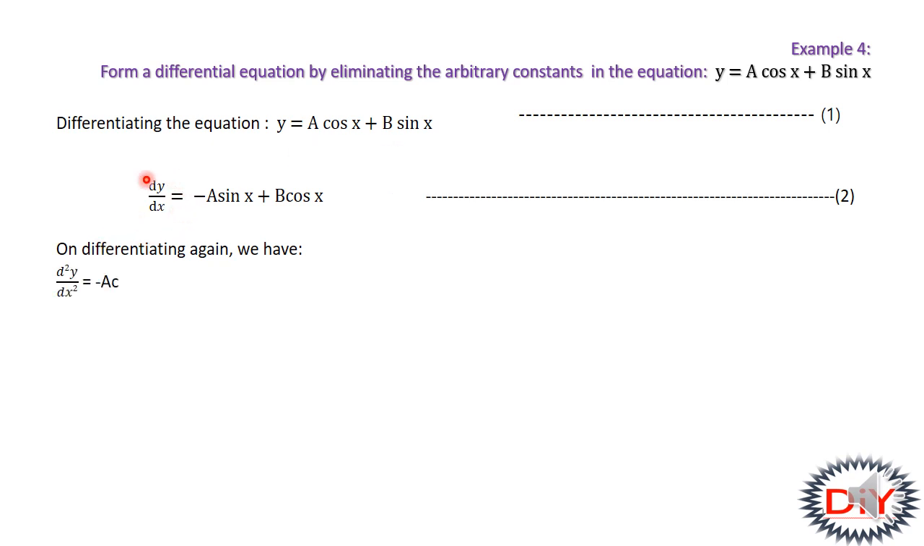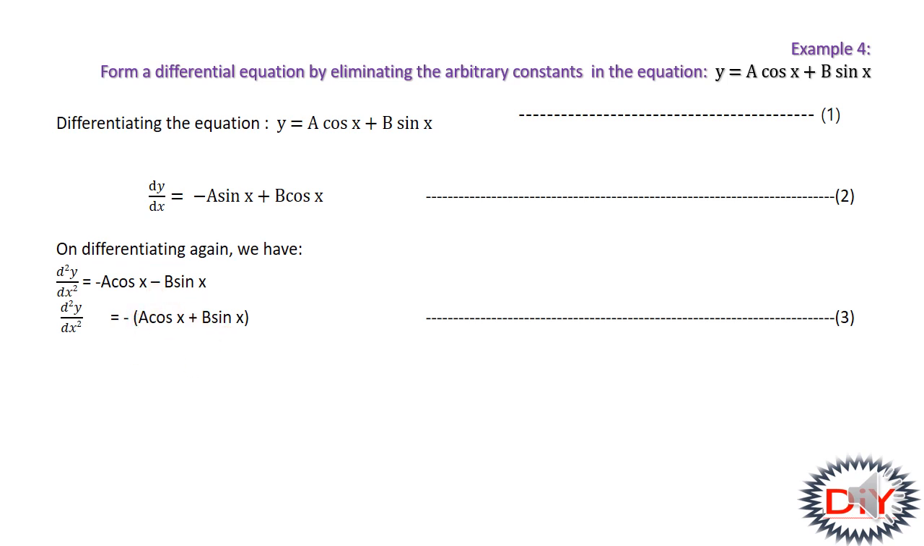you have d square y over dx square equal to minus a cos x minus b sin x. So if you differentiate this, we get this. Differentiating this, we get this. We hope everything is clear. Now we can try to bring out the minus, and this one is going to change to plus. So a cos x plus b sin x.